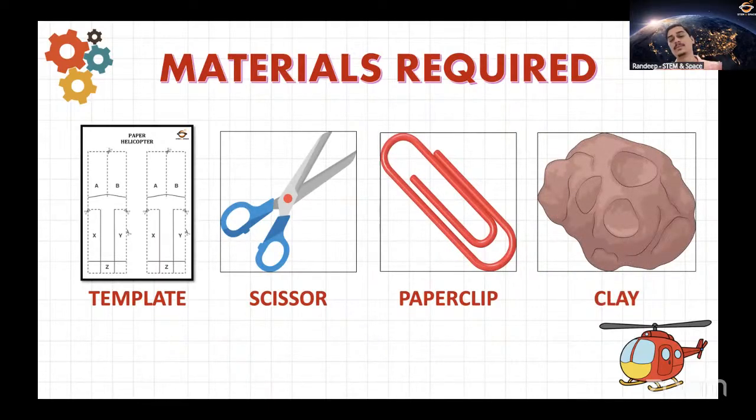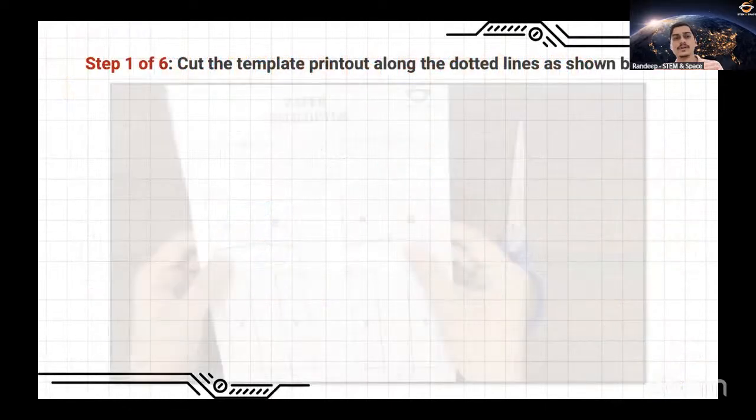Once again, I repeat, paperclip and clay are not exactly important. They will be just used for experimental purposes. Later, I will tell you. The two main things are template and scissor. So let's now go to the first step.